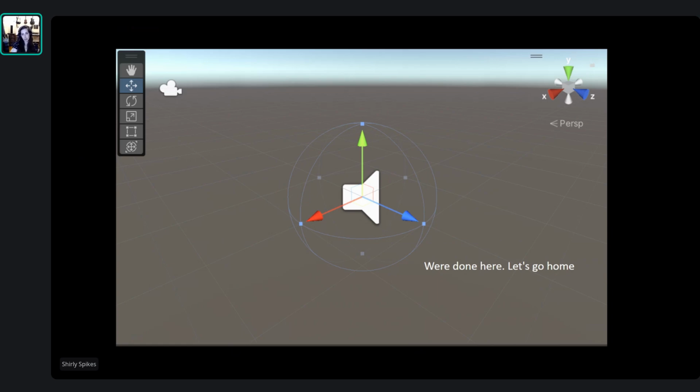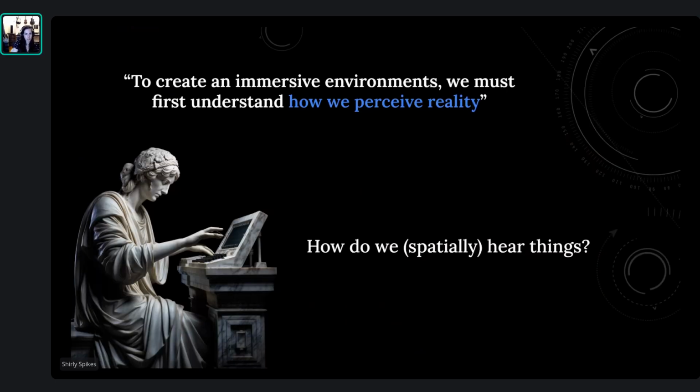Because the sound that Unity gives us has some attenuation of distance, meaning when I get further away from something, it will get quieter. And it gives me a point source where it plays from that source. That's practically it. We're going to look in Unity in a second and see what they actually offer, but this is not spatial audio. Please do not be confused by this. So to create immersive environments, we must understand how we perceive reality. So how do we actually hear sound?